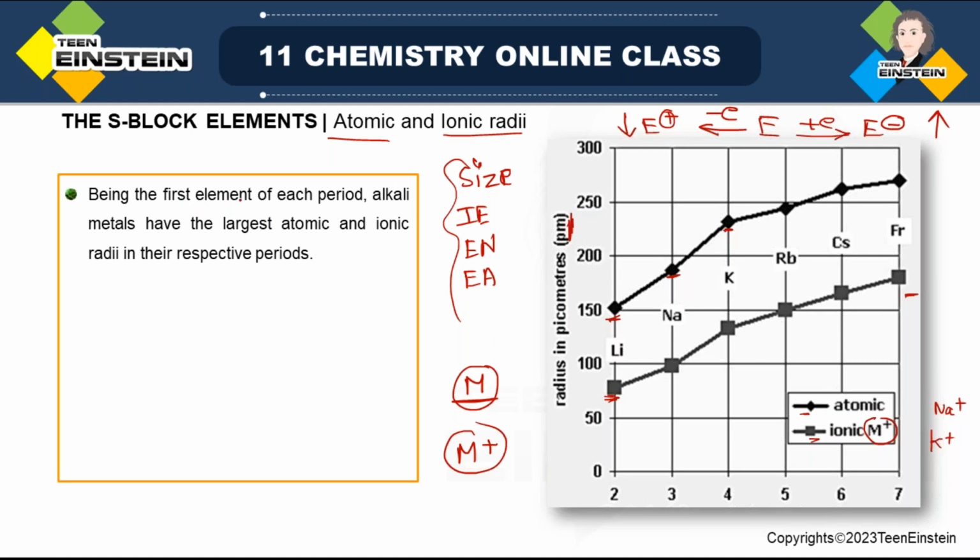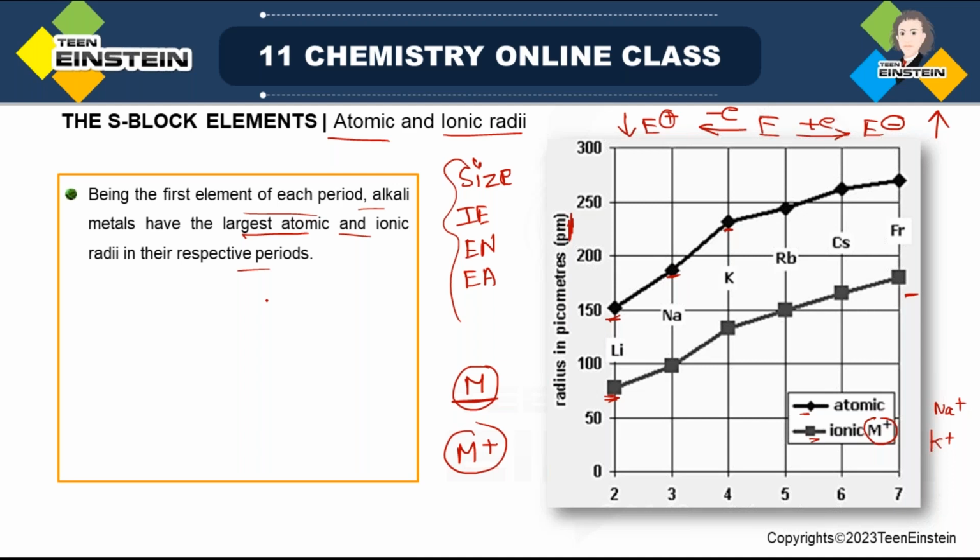So being the first element of each period, what does it mean? Just think about potassium. Which period? It is the fourth period. Now in the fourth period, it is the first member, isn't it? Similarly, if you consider the second period, the first member is lithium. So all these elements are basically the first element of different periods, right? So being the first element of each period, alkali metals obviously will have the largest atomic and ionic radii in their respective period. So now we are focusing on the period.